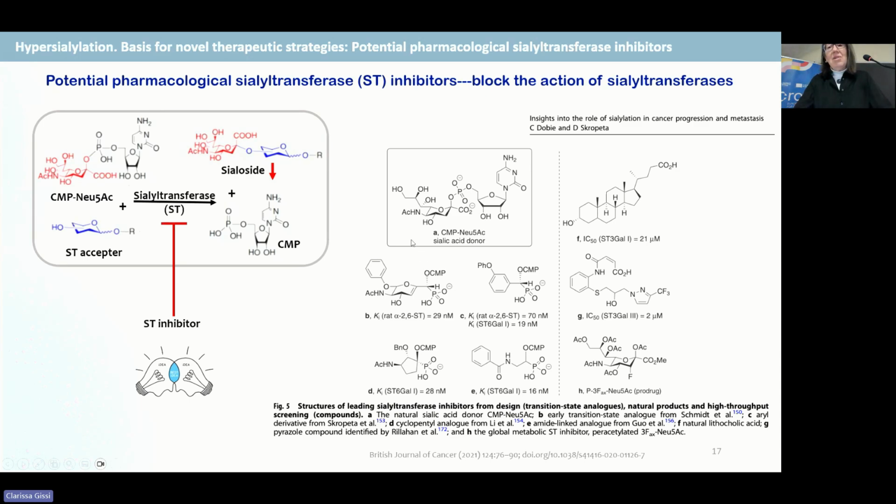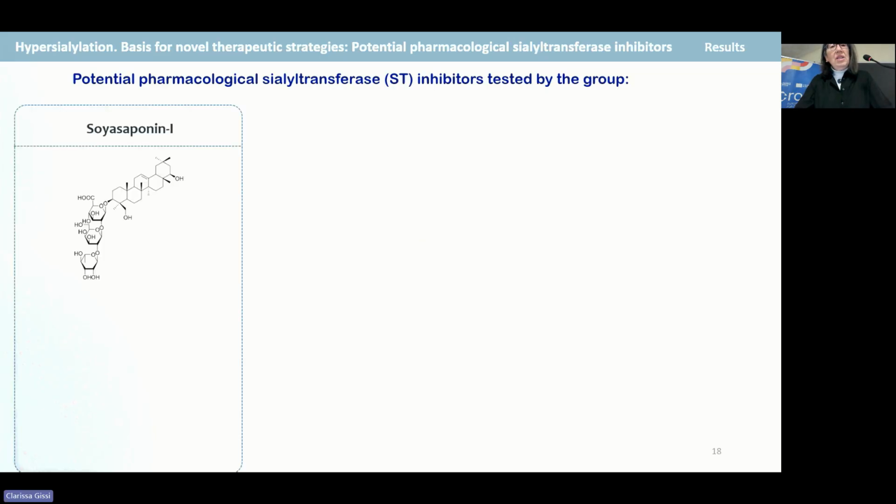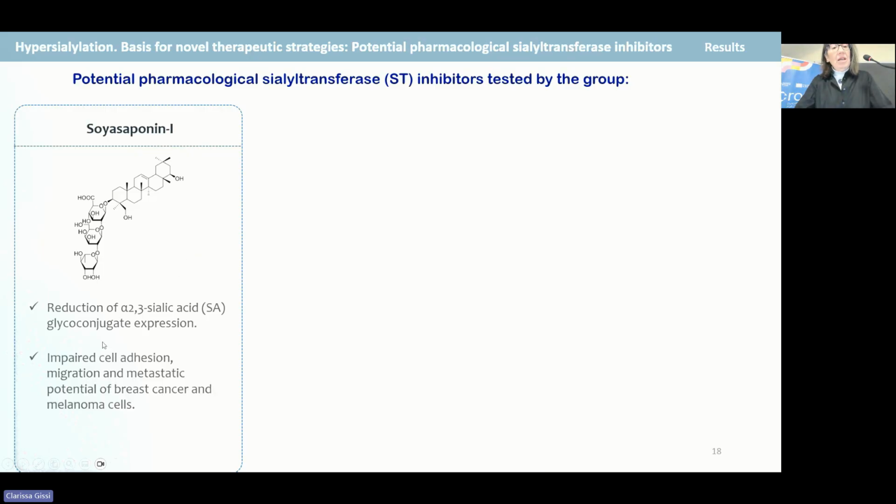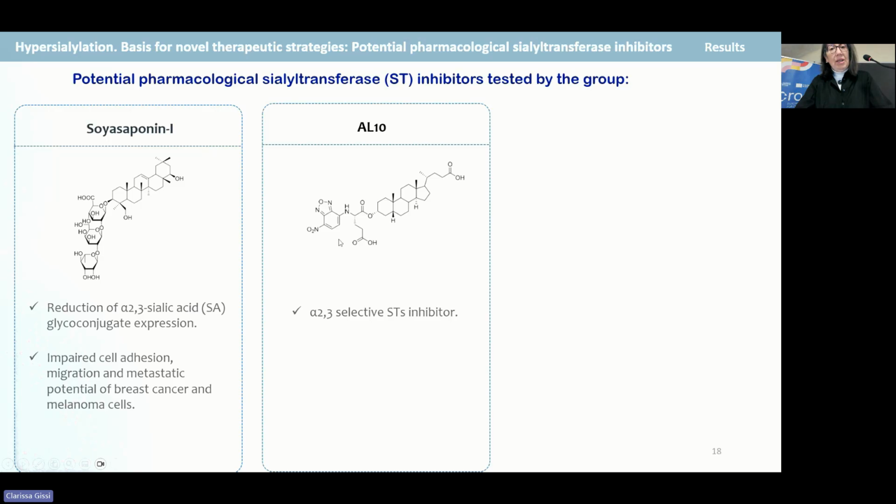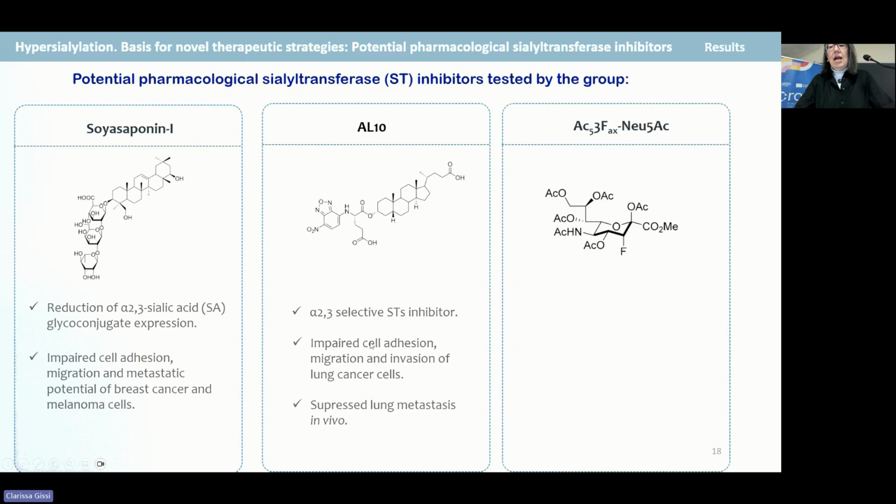And we tested several of them. We tested soyasaponin, that has been described, it's a natural product that was described to reduce alpha-2,3 sialic acid expression, and that was described to impair cell adhesion, migration, and metastatic potential of some breast cancer and melanoma cells. We also tested this one that was selective for alpha-2,3 sialyltransferases and was described to act reducing migration, invasion, and metastasis in lung cancer cells. And also we used this one that is a glycomimetic of sialic acid. In fact, it's like sialic acid.